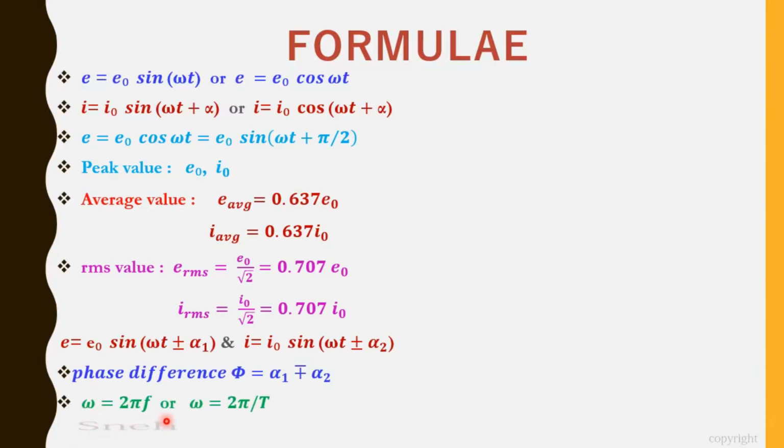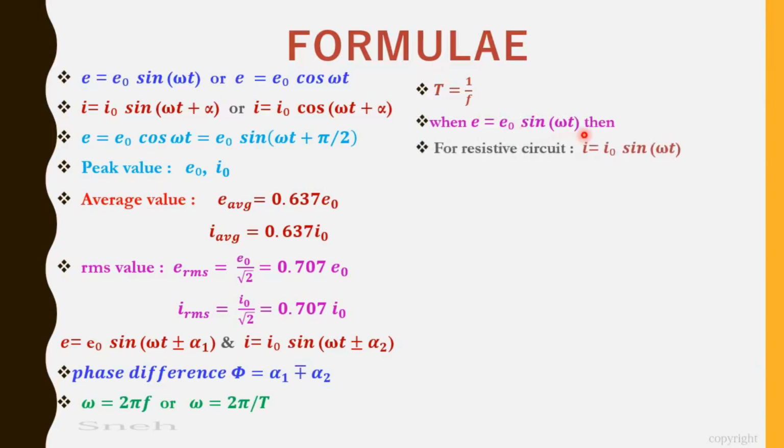Omega is 2 pi f, or we can write omega is equal to 2 pi by T. These are the simple formulae. Actually, you are very much familiar with these. Majority of times you have used them, but again in this chapter we require them, so we are just brushing them up. Again, a commonly used formula is T is equal to 1 upon f. Now when E is equal to E0 sin omega t, then for a resistive circuit I is equal to I0 sin omega t.